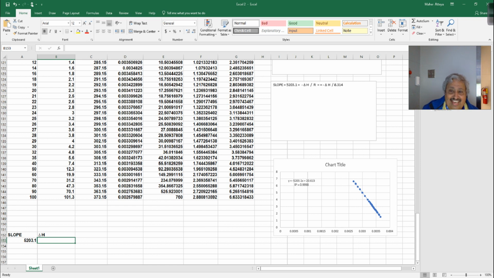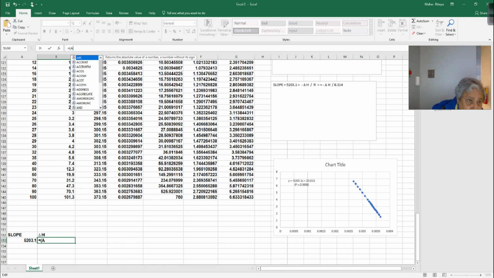Now the delta H will be the slope, so let's do the formula. Look at it with me. So equal to, open the parentheses, the slope is what slope? Slope in A how much? 153. So this is A 153, correct? Multiply, not 8.